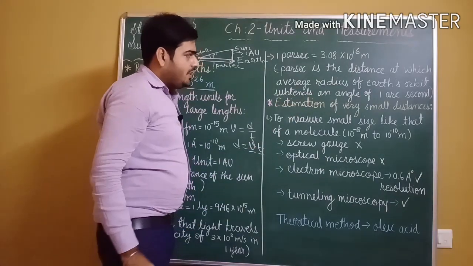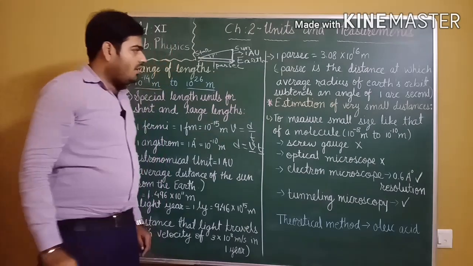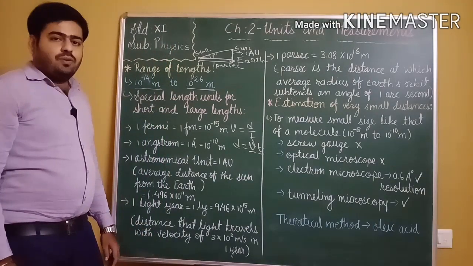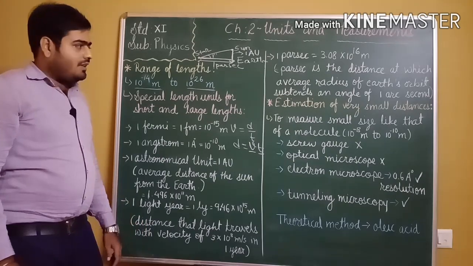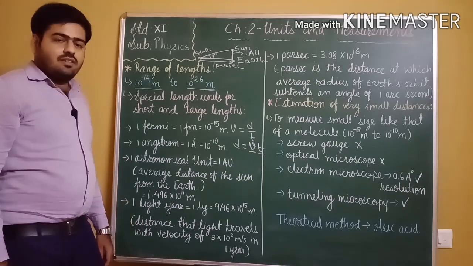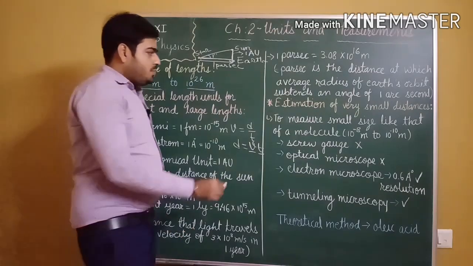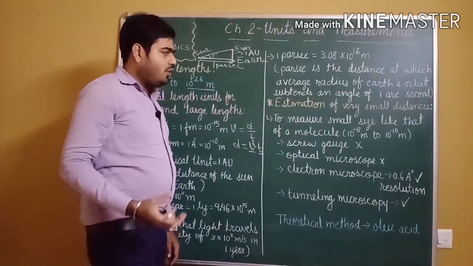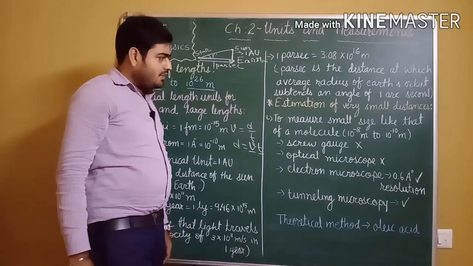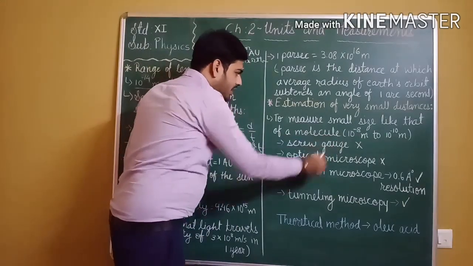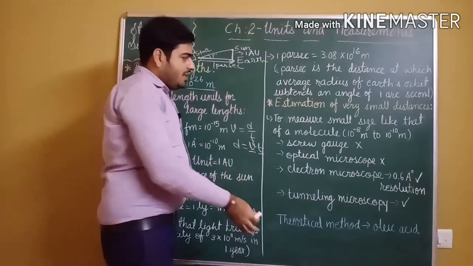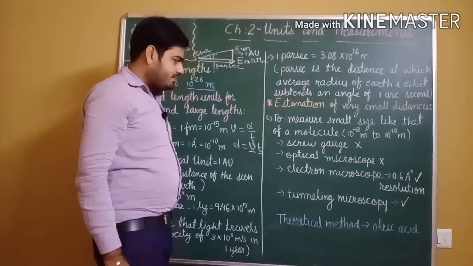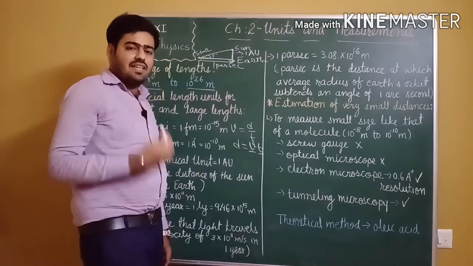Estimation of very small distances. Now, if we want to find small distances, then how can we find small distances? To measure small size like that of a molecule, we know that size of atom and molecule is very small. The size of a molecule is about 10 raised to minus 8 meter to 10 raised to minus 10 meter. So how can we measure this size?